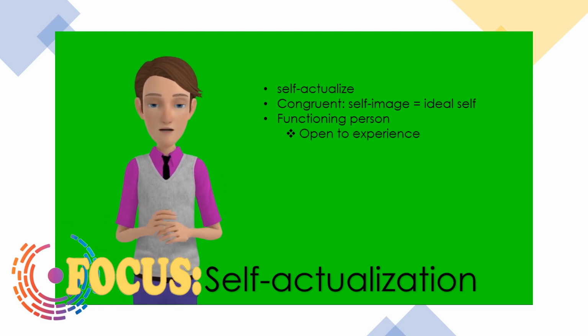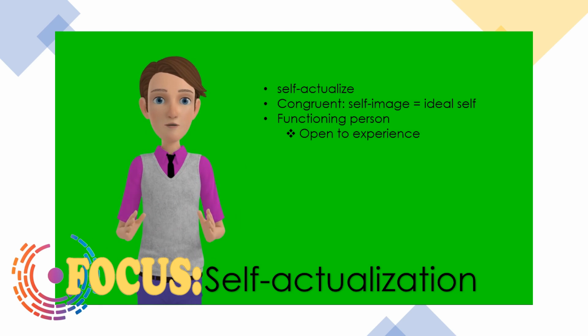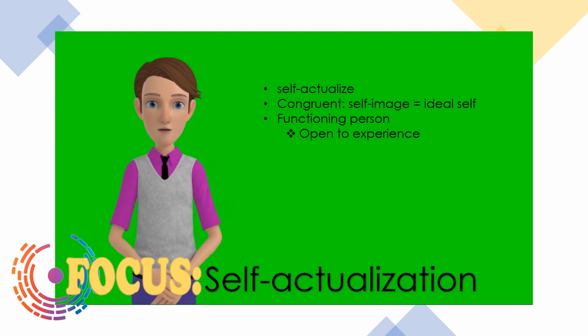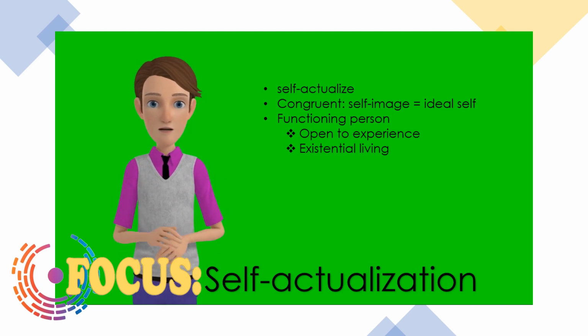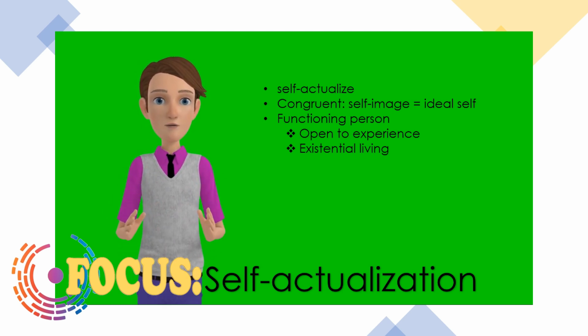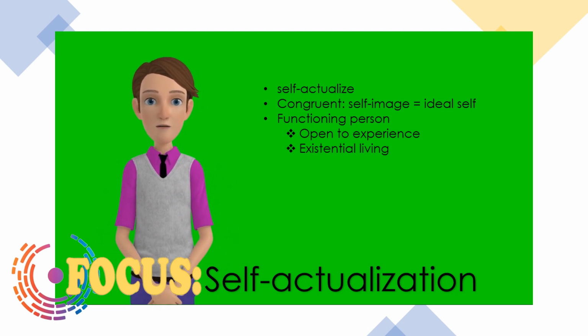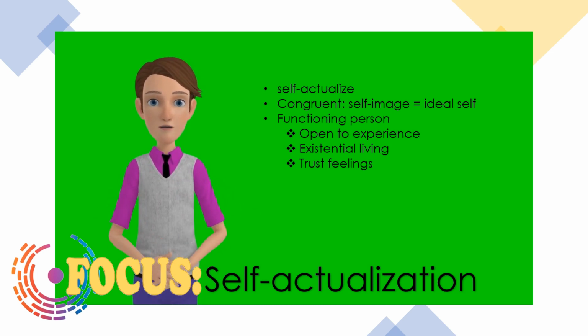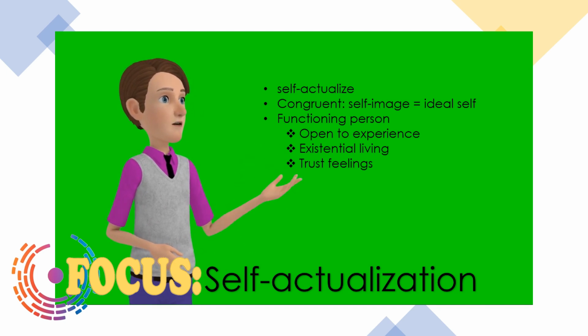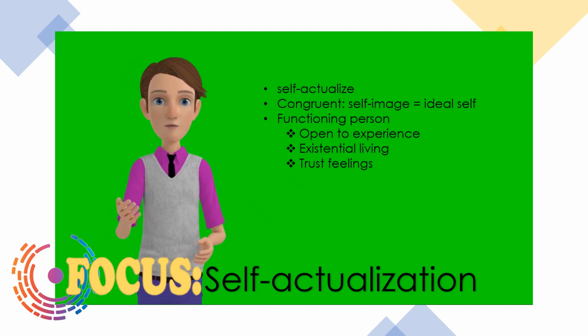1. Open to experience. An individual accepts both positive and negative emotions. Positive feelings are celebrated and negative feelings are worked through. 2. Existential living. The individual is in touch with different experiences as they occur in life, avoiding prejudging and preconceptions. Being able to live for the moment. 3. Trust feelings. The individual pays attention to and trusts his or her feelings, instincts, and gut reactions. He or she trusts himself or herself to make the right choices.